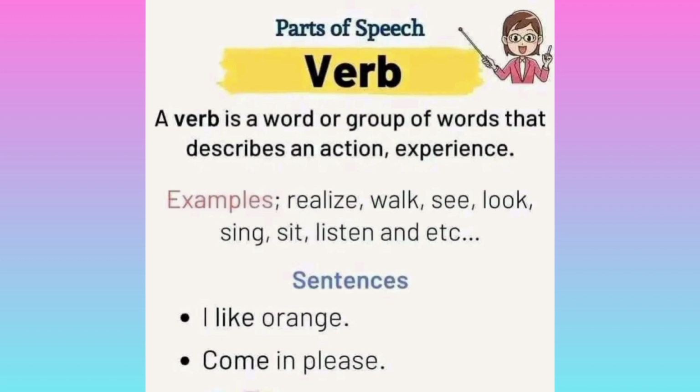Verb. A verb is a word or group of words that describes an action or experience. Examples: realize, walk, see, look, sing, sit, listen, etc. Here are some sentences. I like orange. Come in, please.